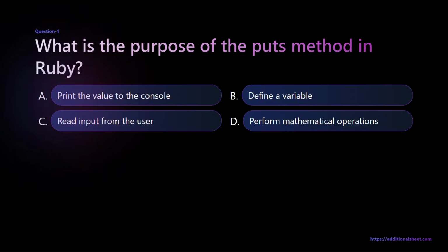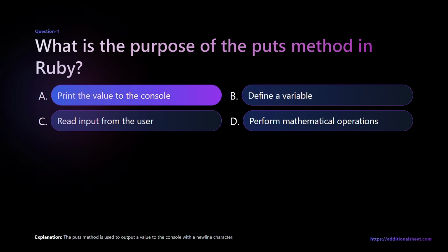Let's start our video. What is the purpose of the puts method in Ruby? Option A, print the value to the console. Option B, define a variable. Option C, read input from the user. Option D, perform mathematical operations. The correct answer is option A, print the value to the console.